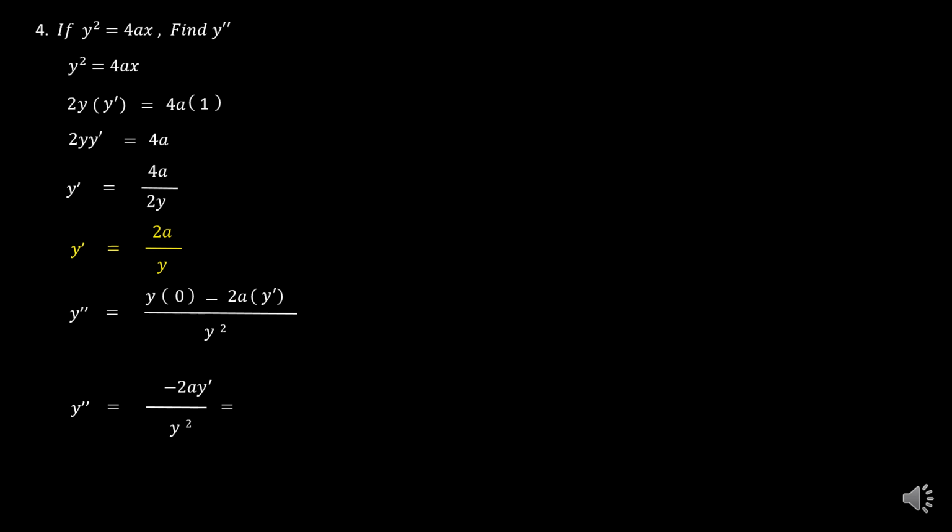Substitute the value of y'. Therefore, this is now equal to negative 2a multiplied by the value of y', which is 2a over y, all divided by y squared. Simplify. Therefore, the second derivative of y squared equals 4ax is equal to negative 4a squared all over y cubed.